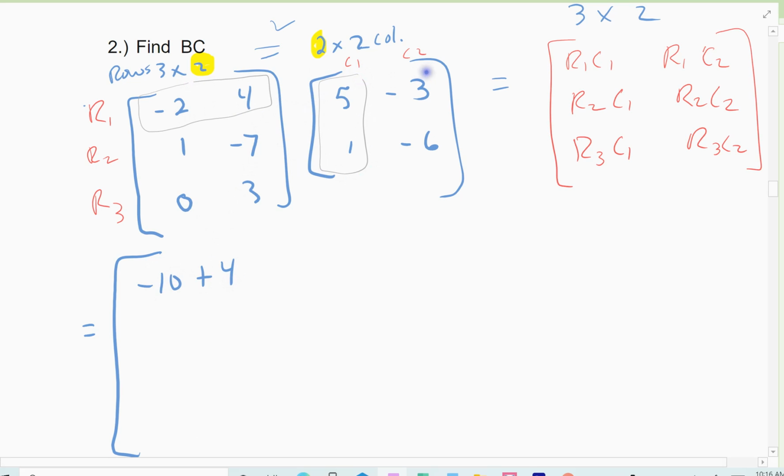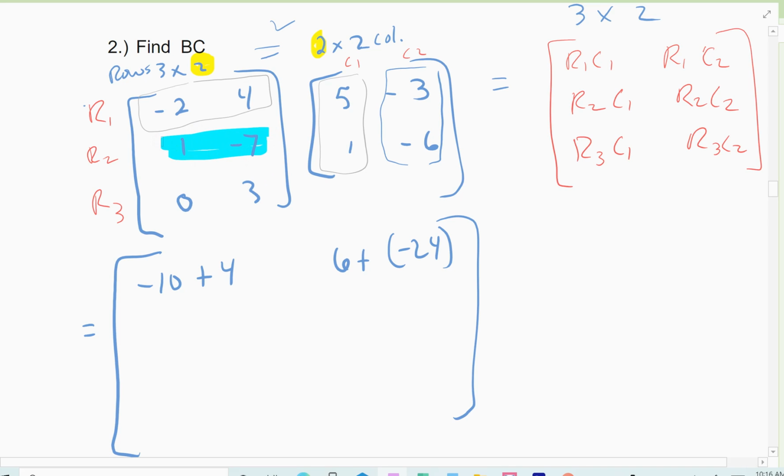Alright, now row 1 times column 2. Negative 2 times 3 will give me a positive 6 plus 4 times negative 6 will give me a negative 24. Alright, done with row 1. Now move on to row 2. So I might highlight row 2. Now I'm looking at row 2 by my column 1 and my column 2.